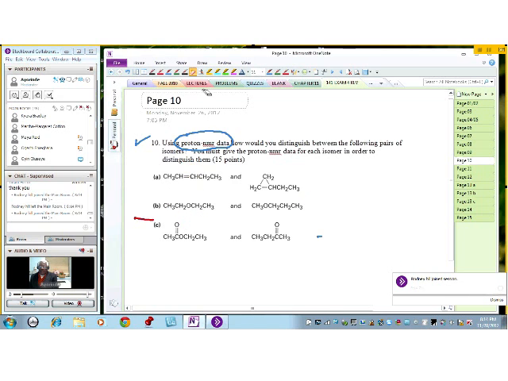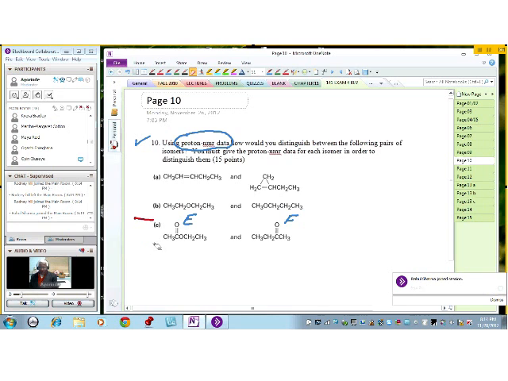Okay, let us do C. In this case, let me go ahead and call this compound E. Let me call this compound F. Okay? So just for clarity here.